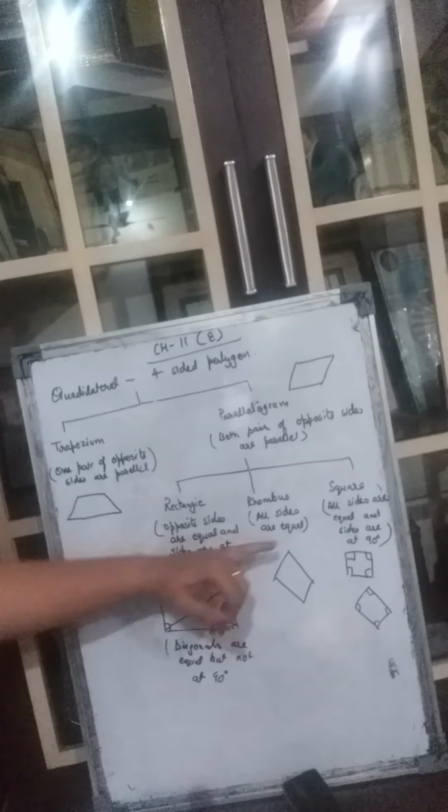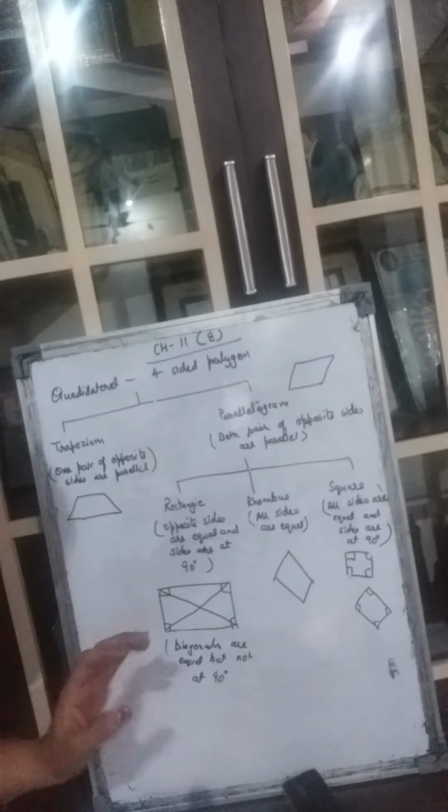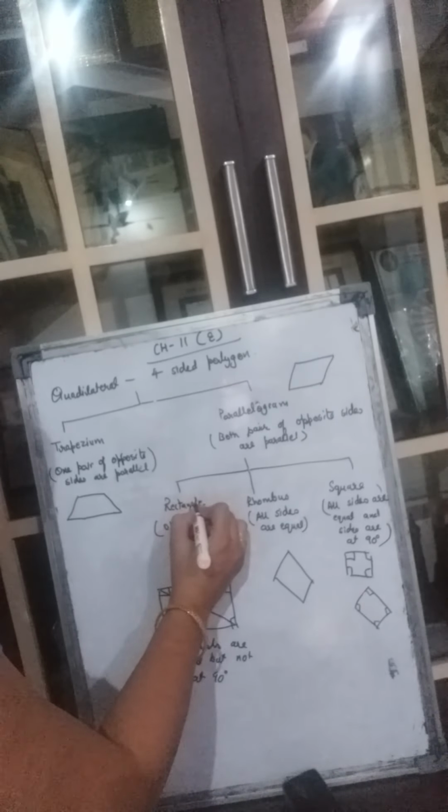So square will always be a rhombus. But rhombus can only sometimes be square. Next is: a square is a rectangle. So what do you mean by this? A square is always a rectangle.